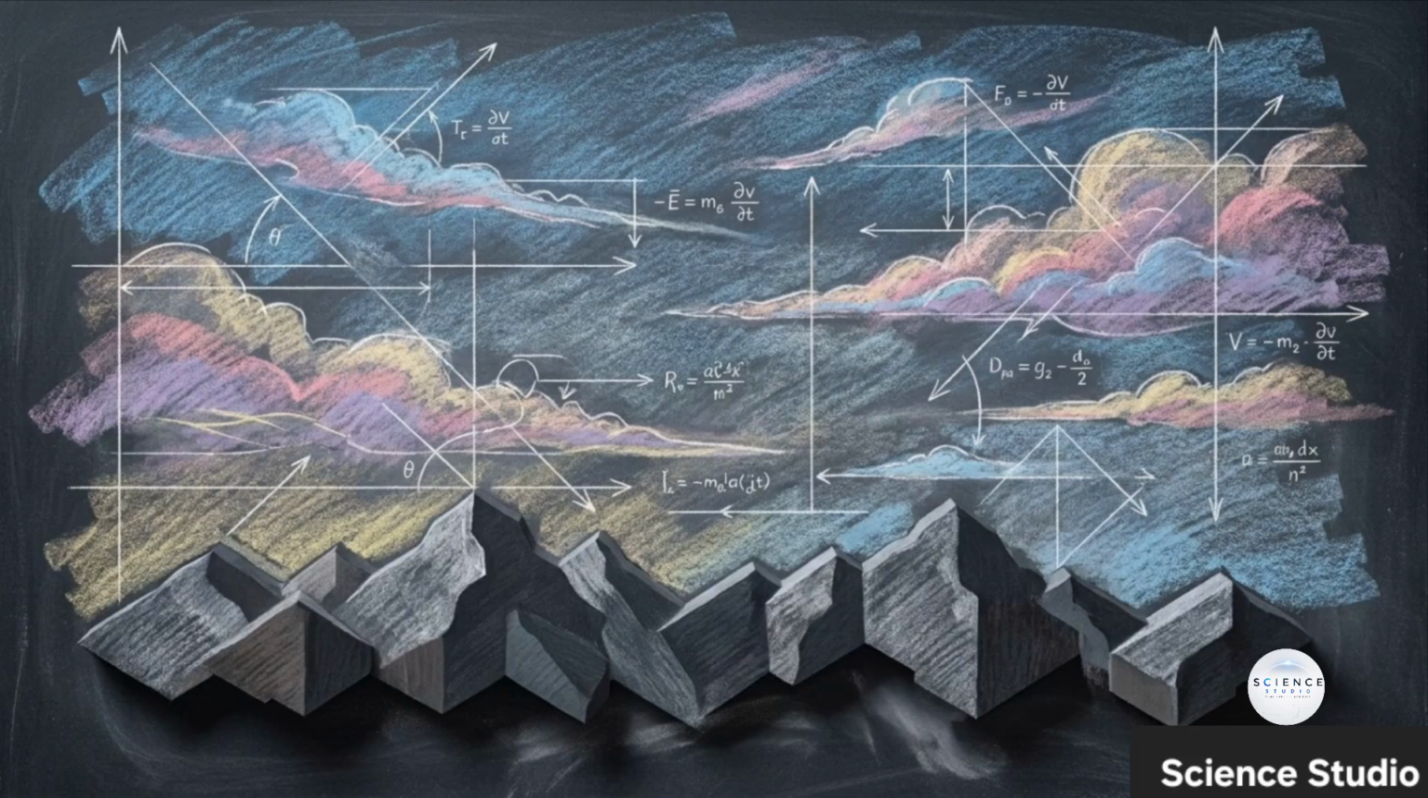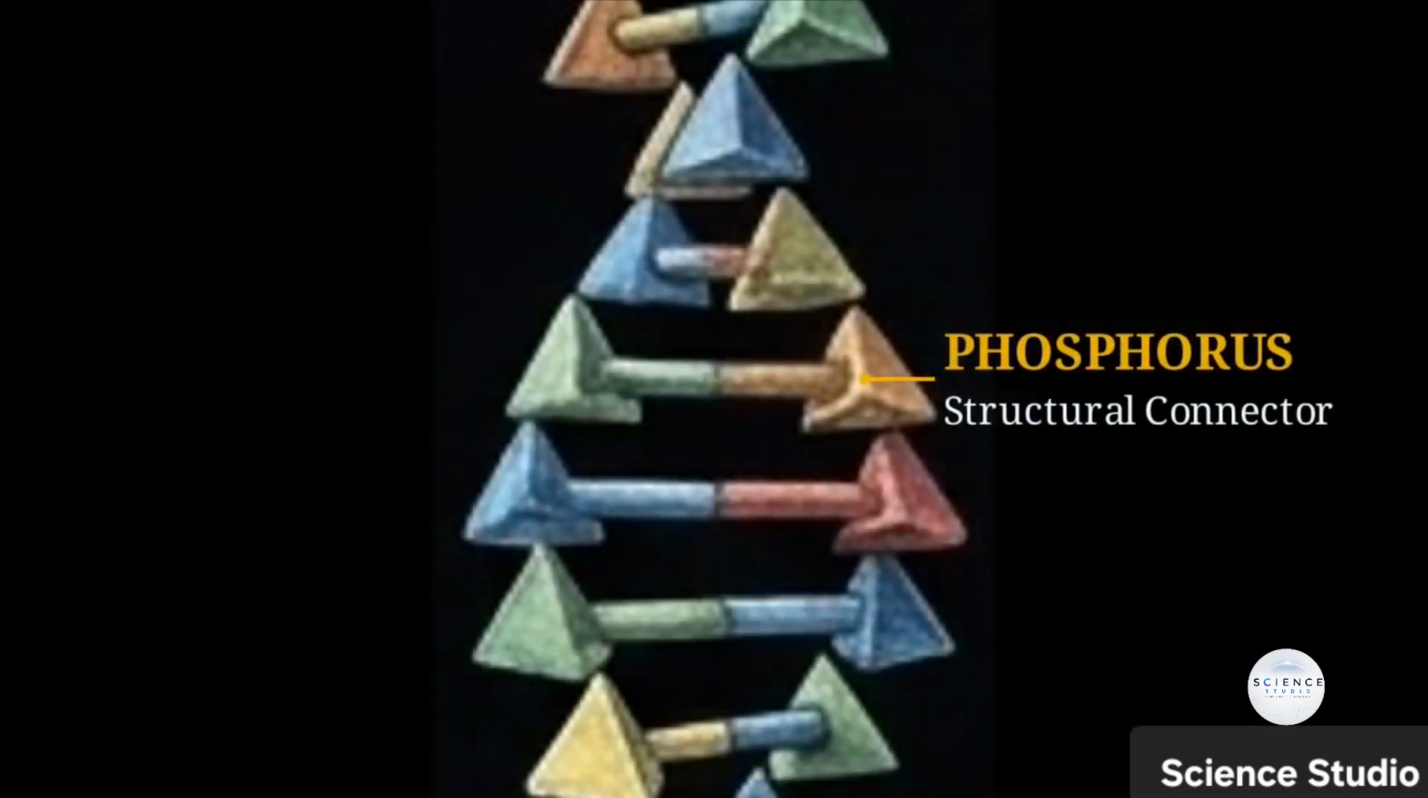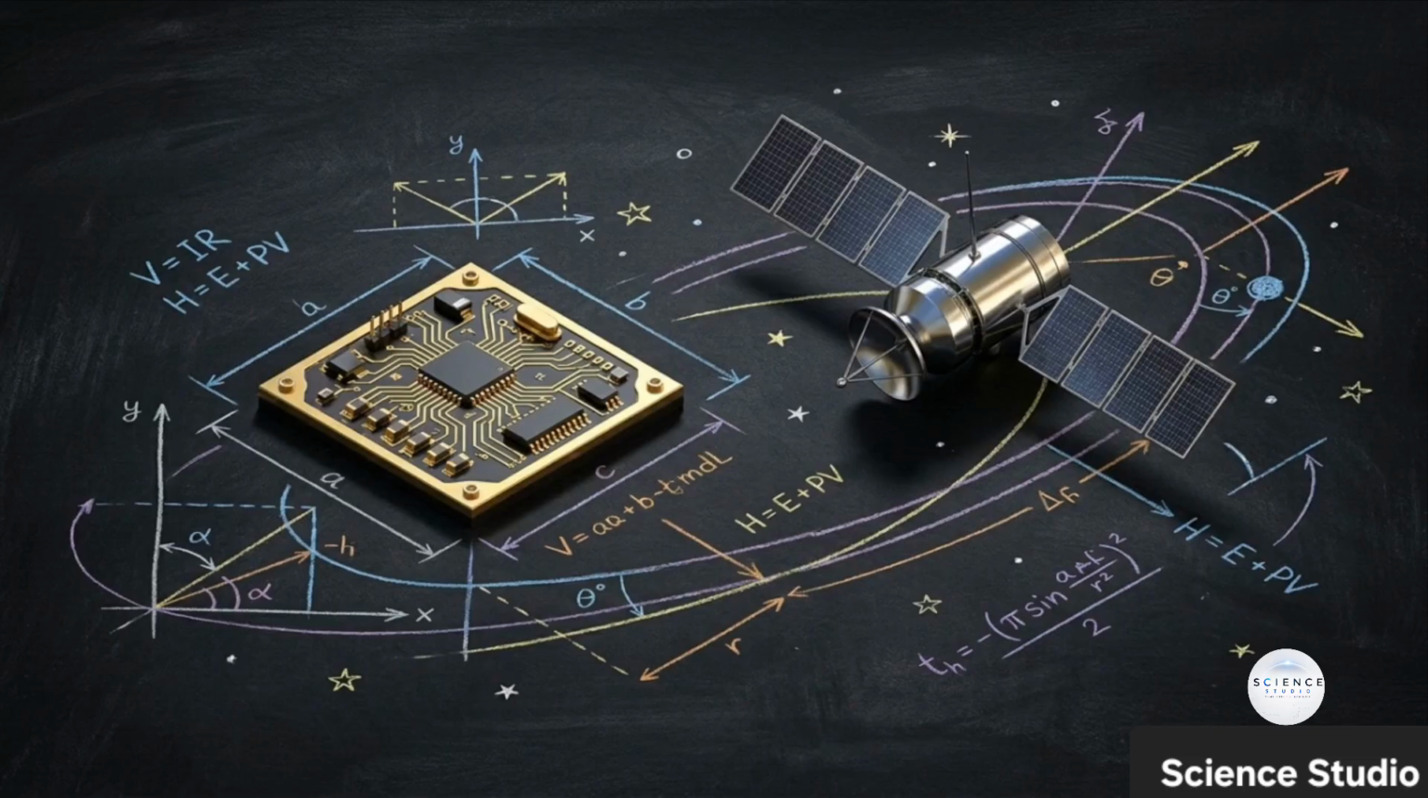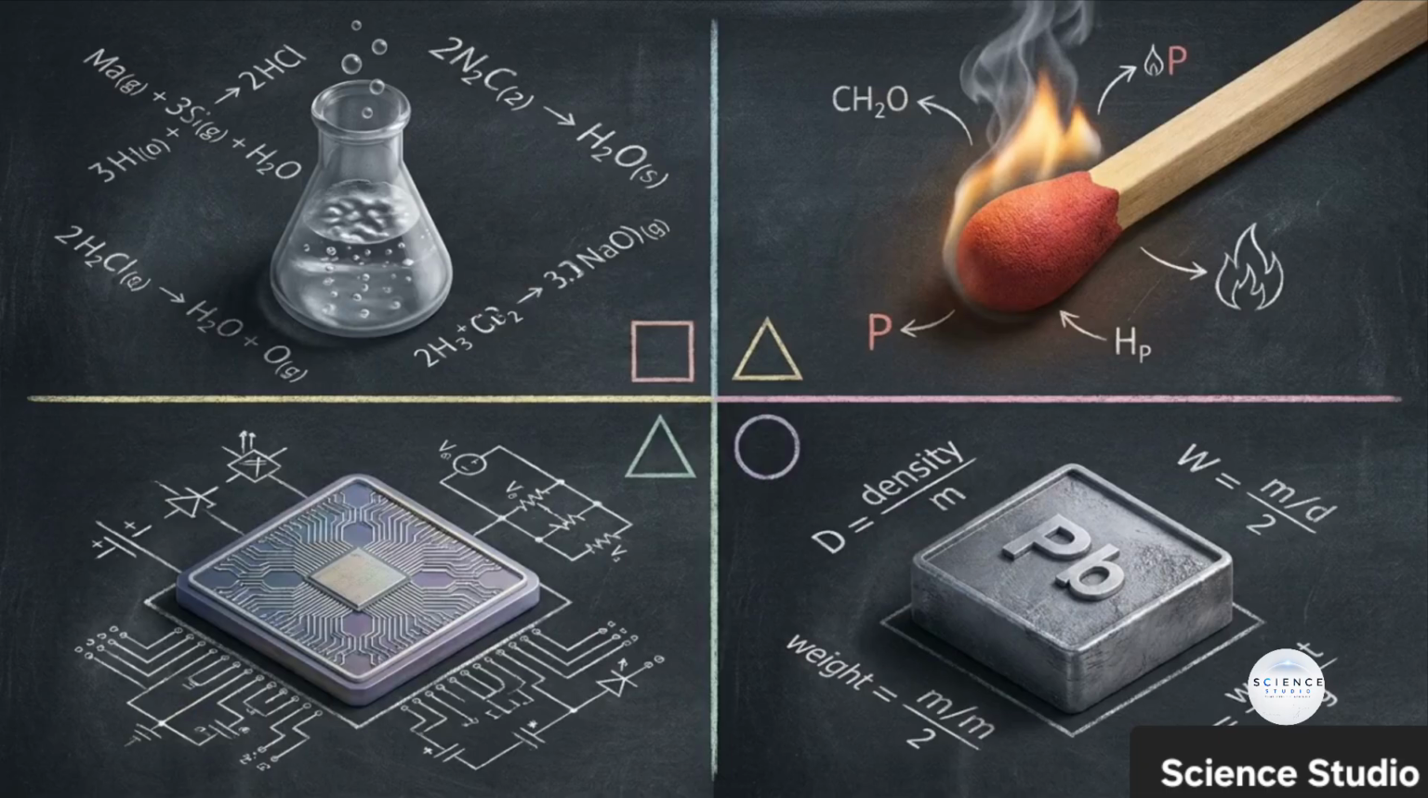Nitrogen fills our skies. Phosphorus acts as the structural connector in our DNA. Arsenic provides the high-speed processing power for modern satellite technology. This presents a specific chemical challenge. A single vertical group produces unreactive gases, combustible biological building blocks, semiconductors, and dense heavy metals.